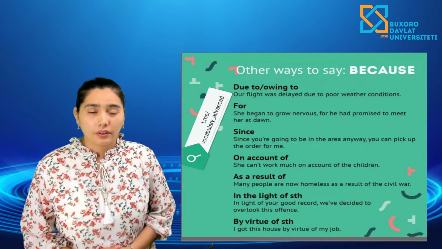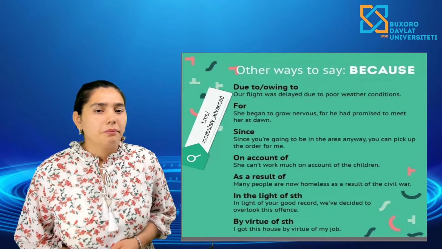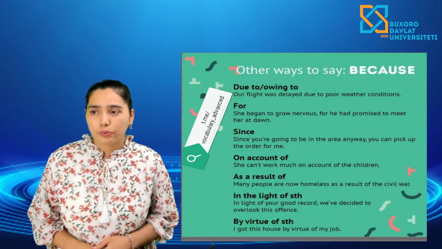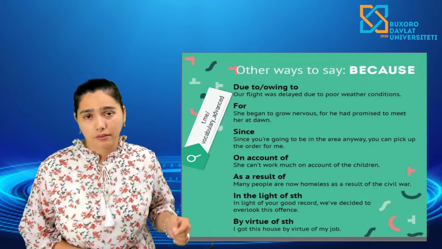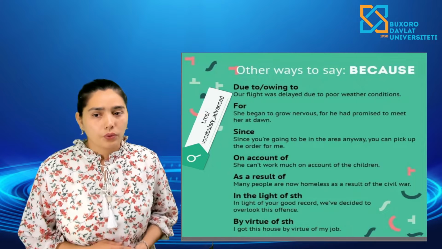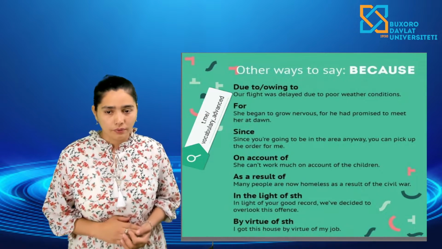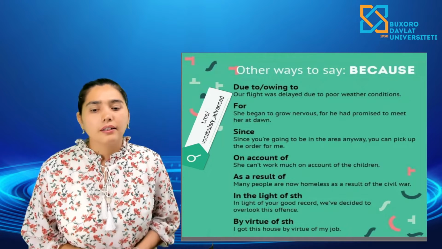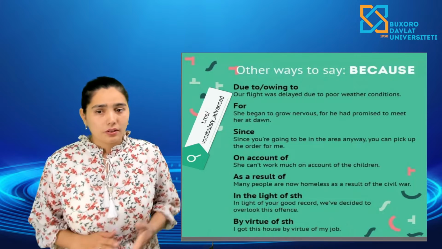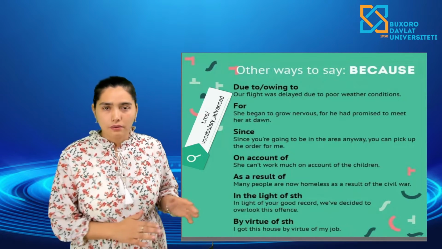Next one can give you a lot of points in the IELTS. Other ways to say "because". Instead of having to write "because" in several places in my writing, I can use instead of because: due to, owing to, for, since, on account of, as a result of, in the light of something, by virtue of something. As you notice, we heard about "for" and "since" instead of "because".